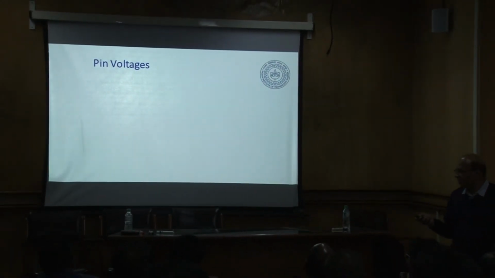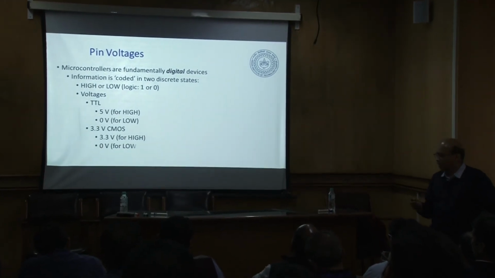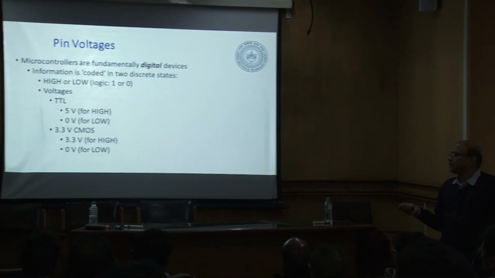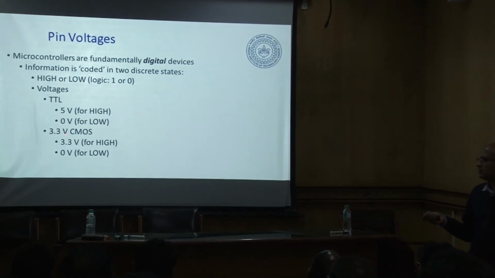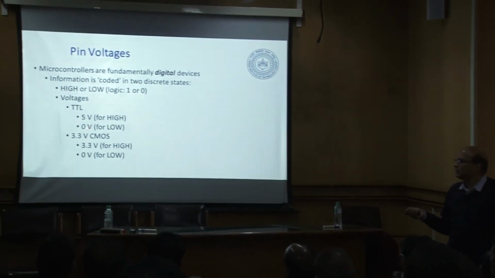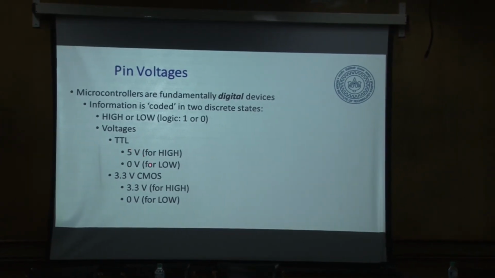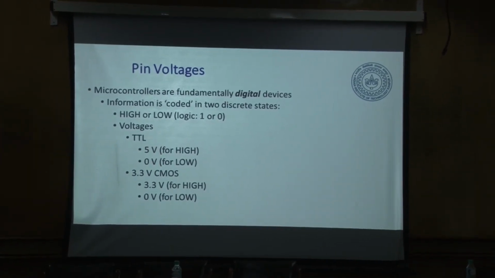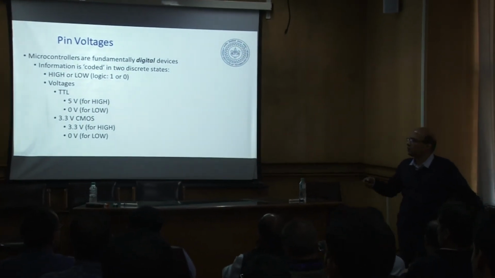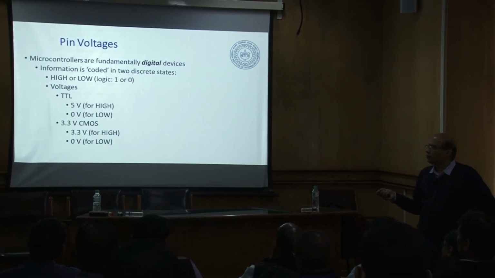Now the pin voltages are basically low, which is 0, or high, which is 5. Depending on whether it's CMOS, it can be 3.3, but we don't need to worry about this. Low means 0 volts and high means 5 volts. This is using TTL logic, which is transistor logic. Let's not worry about all that, it will be covered later. So a high essentially means 1, and a low means 0.